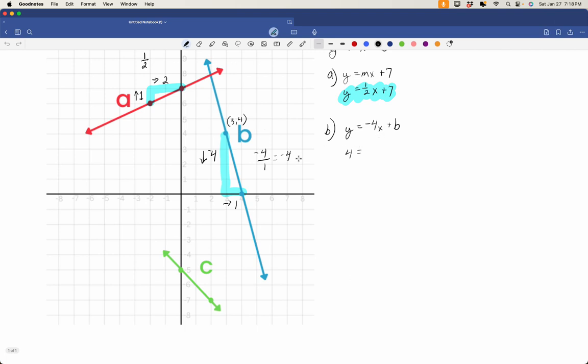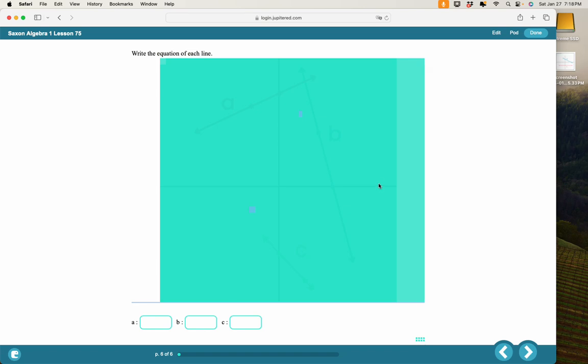So we're subbing in the 4 for the y and the 3 for the x. So 4 equals negative 4 times 3 plus b. So this is going to be negative 12 plus b. Now we're going to add 12 to both sides.